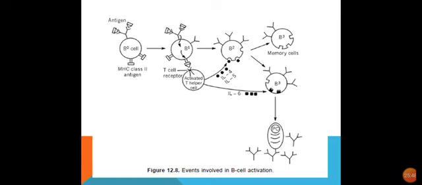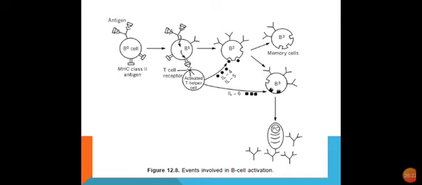Here the events involved in B cell activation. First, the B0 cell, or B naive cell, lymphocytes recognize an antigen and present it on MHC class 2 antigens. That is recognized by T cell receptors. T helper cells then become activated and secrete interleukins such as interleukin 4, 5, and 6.